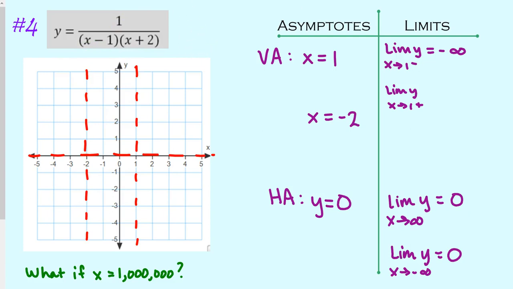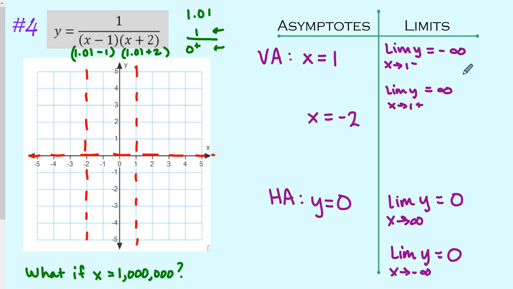So let's take 1.01 as an example. If I have 1 divided by 1.01 minus 1, times 1.01 plus 2, it's 1 divided by something that's very, very close to 0, but positive, times 3. And 0, something very, very small, times 3 is still going to be very, very close to 0. So here we're taking 1 and dividing it by a tiny, tiny positive, and that's going to give us positive infinity.